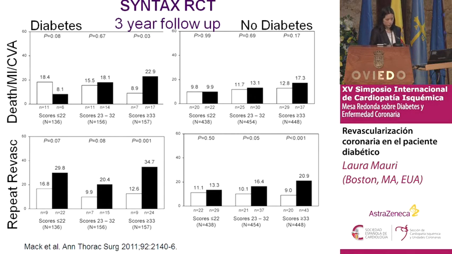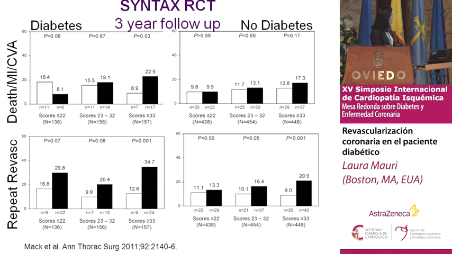The most refined analysis was published by Michael Mack in the Annals of Thoracic Surgery very recently. And if you break down patients according to whether they have diabetes or no diabetes, and then according to their complexity, you see these three categories. It's the diabetics that you see with the highest Syntax scores that have the most dramatic differences in repeat revascularization. They also have a difference in the composite of death, MI, or cardiovascular, CVA.